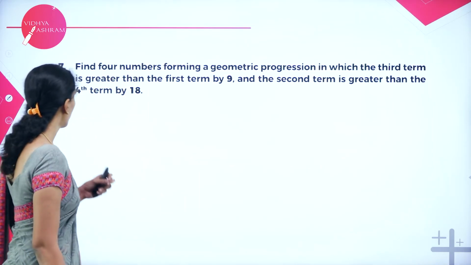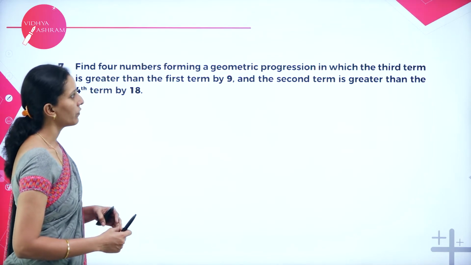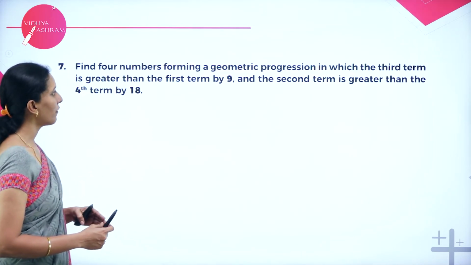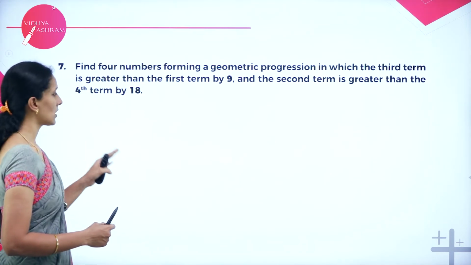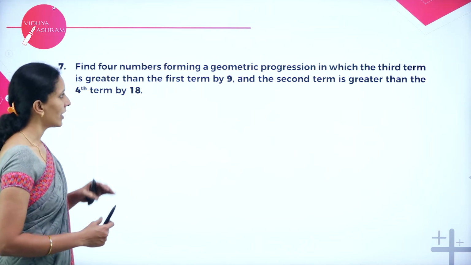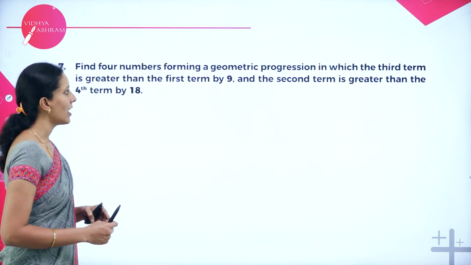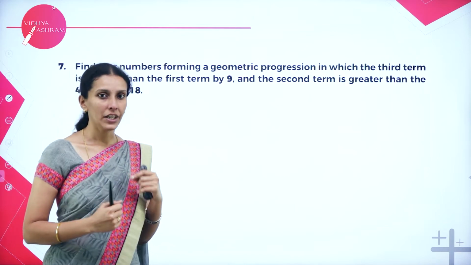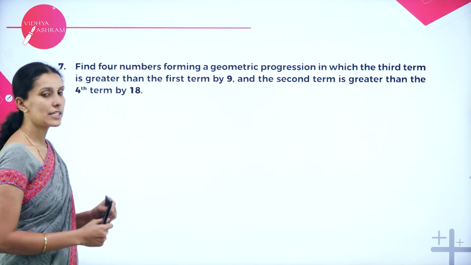Next question. Find 4 numbers forming a geometric progression in which the third term is greater than the first term by 9 and the second term is greater than the fourth term by 18. Let us write the equations first. They have given third term is greater than first term by 9.